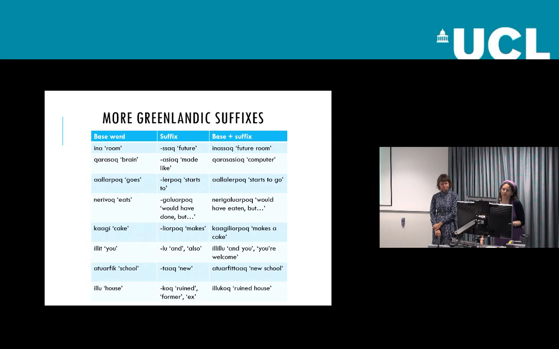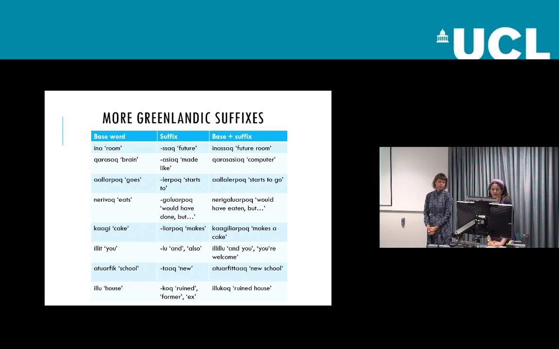Then we have kagi, cake, plus liopok. So liopok is makes, and then you get kagi liopok, makes a cake. Klit is you, and lu is a slightly different kind. It's not an enclitic particle, it's just attached to the end, and it means and or also. So ichlu is and you, and that's what you usually hear back when someone says thank you to you, so you also.